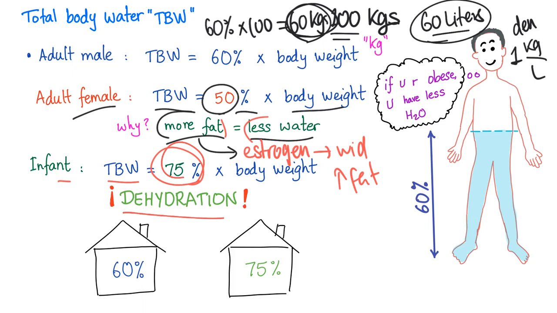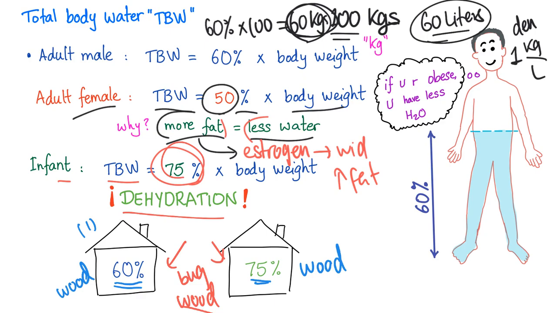Imagine that you have two houses. House number one has 60% of its structure made of wood. And house number two has 70% of its structure made of wood. And imagine that both of them are infested with a bug that eats wood. For example, a bug or a small animal or whatever. Which house is in more danger? The answer is this house, because it has 75% of its structure made of wood. It's more labile to destruction or dehydration.